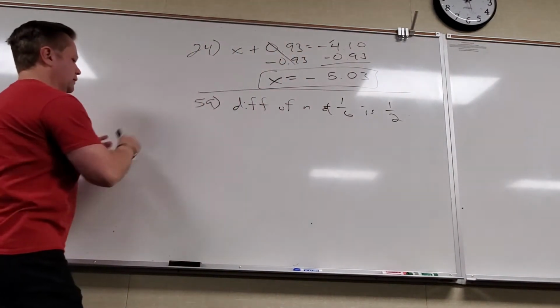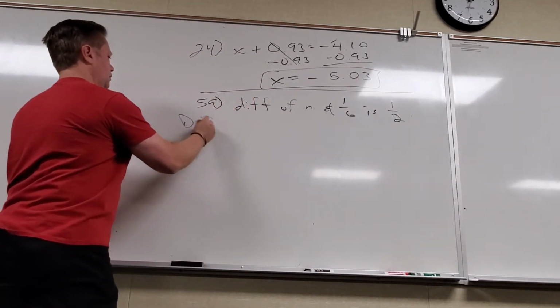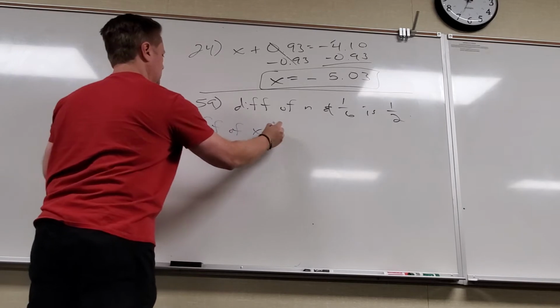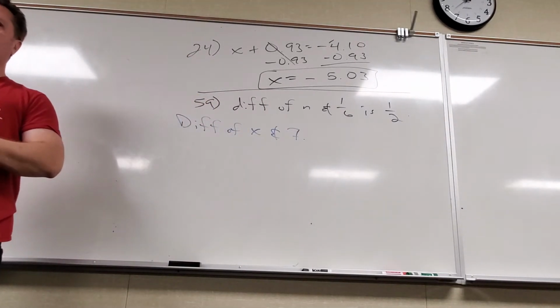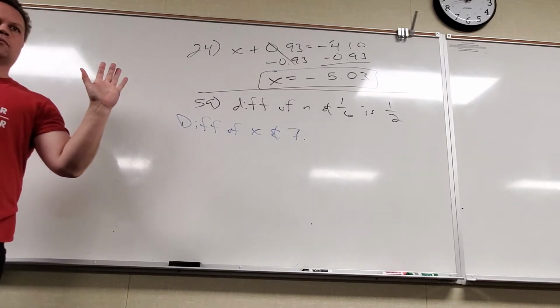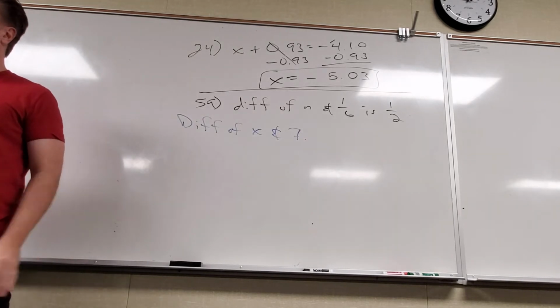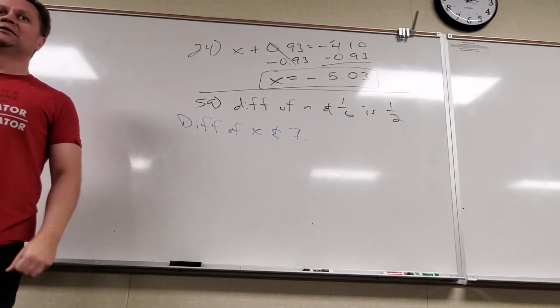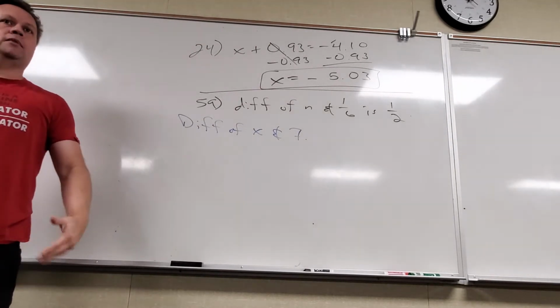So let's break this down a little bit. How would I write the difference of x and 7? How would I just write that in math-ish? X minus 7. Is that cool? Because difference means subtraction. So if I said, what's the difference of 10 and 7? It's 3, because 10 minus 7 is 3.